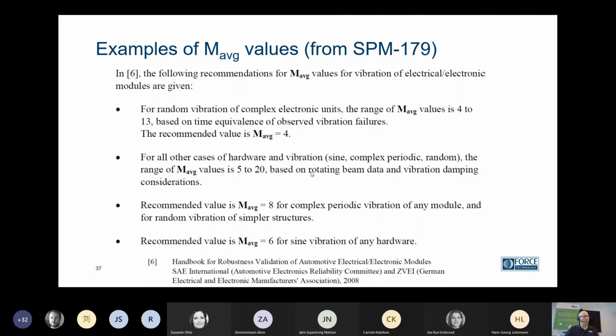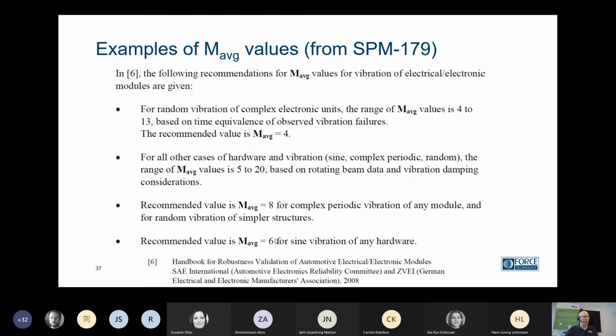For some other sources like sine or random complex, it's somewhere between 5 and 20, but that's based on rotating beam data, and we don't see much electronics that is a rotating beam. A recommended value for complex periodic variation of any module and random vibration is like 8, and a recommended value for sine vibration of hardware is in the order of 6. So we can see something between 4 and 6.